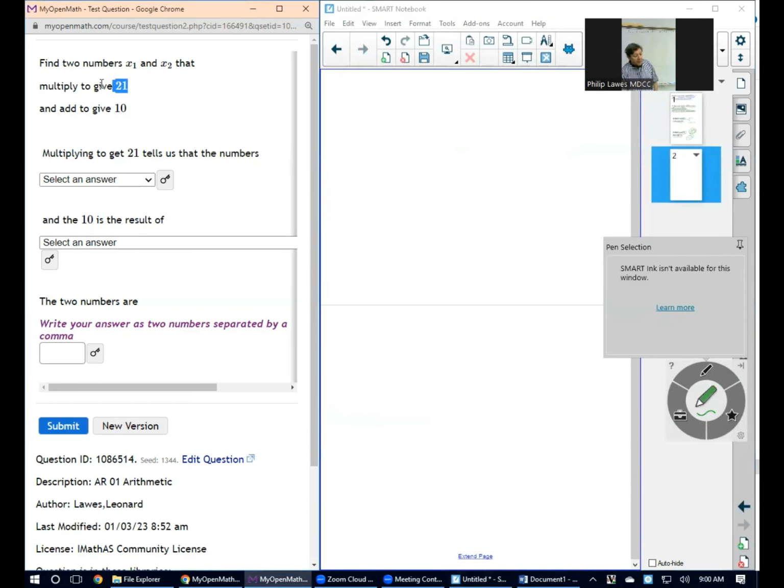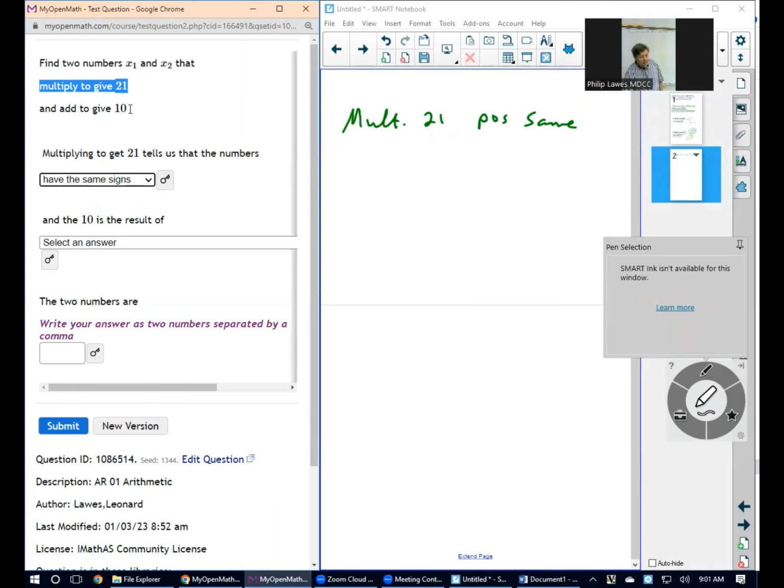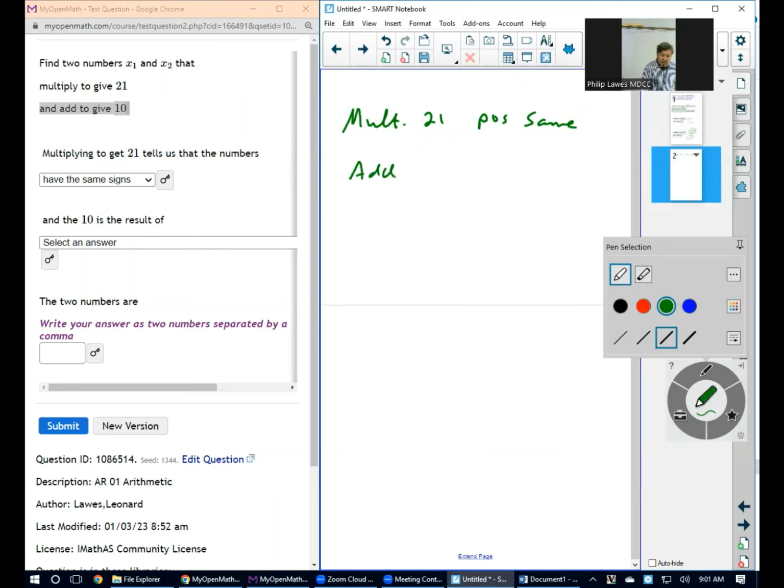This problem says to multiply to get 21, which is positive, so they have the same signs. I'm going to add to get 10. And since they have the same signs, I'm going to add the absolute values and keep the signs. Here's the hard part. If you're good at arithmetic, this is easy. If you're not, you're going to need a calculator.